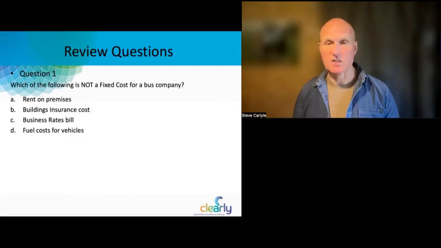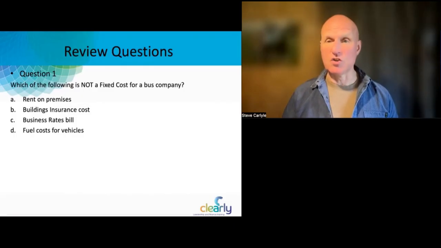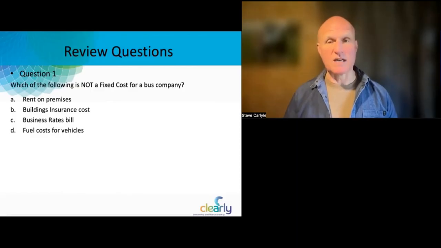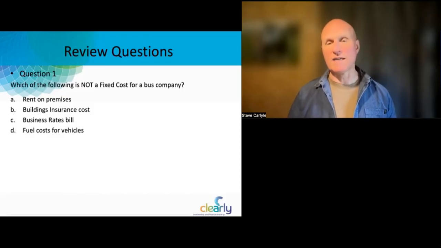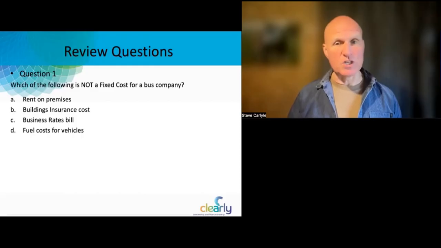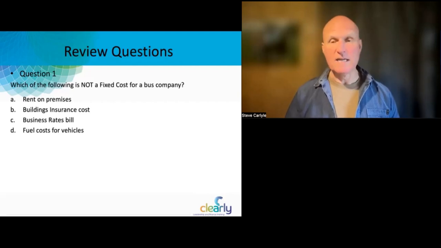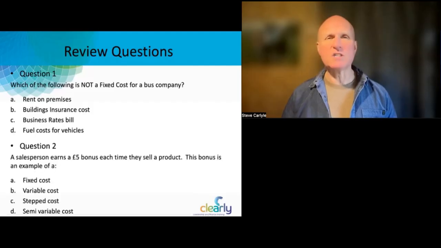The fuel cost for the vehicles is not a fixed cost. The rent is, that won't change. The building's insurance, that won't change. The business rates bill, that won't change once it's been decided. So all of those are fixed costs, but the fuel for the vehicles isn't. Why? Well, because the price of the fuel could change even if we drove exactly the same number of miles. If we have more passengers on a bus, the bus will be heavier, so we'll use slightly more fuel. If we decide to put on extra bus routes, then again, we will use more fuel. So D is not a fixed cost. Okay, answer D.